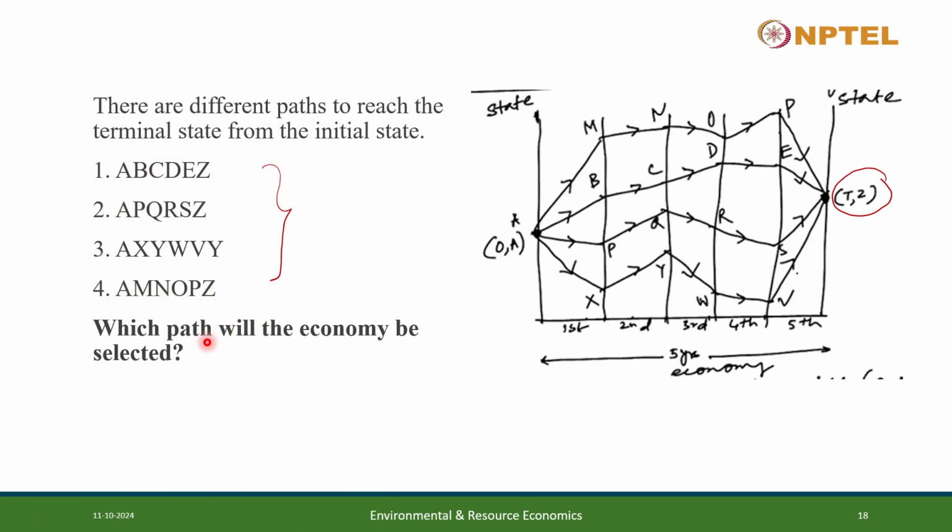Now which path will you choose? Let's say you are a policymaker, and you have to choose the pathway of India of 5 years from economy A to economy T, Z. I will choose the minimum investment, right? My initial state is fixed, final state is fixed. So I will choose the path which will lead to the minimum investment amount.